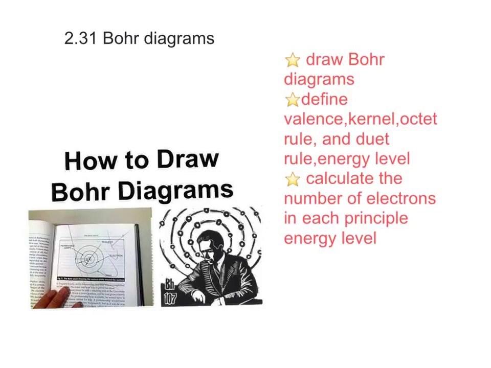Okay, so here we are at video 2.31, how to draw Bohr diagrams. In this video, you're going to learn how to draw a Bohr diagram. You will define valence electrons, kernel, octet rule, duet rule, and principal energy levels. By the time we're done, you should be able to calculate the number of electrons in each principal energy level.